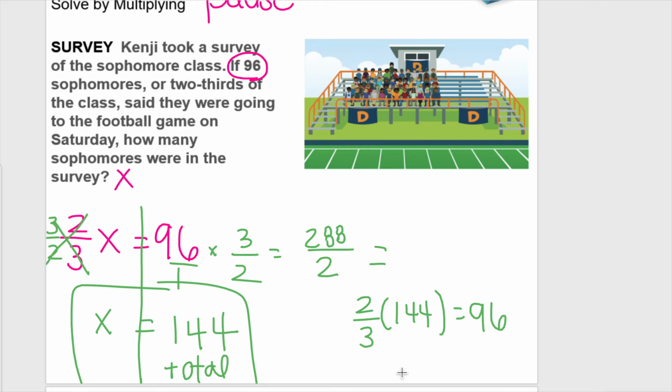Okay, that's all for our lesson today. Hopefully this gives you some ideas about how to solve some one-step equations, especially with these fractions here, multiplying both sides by the reciprocal.